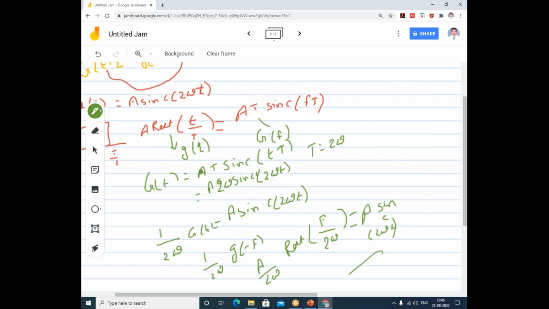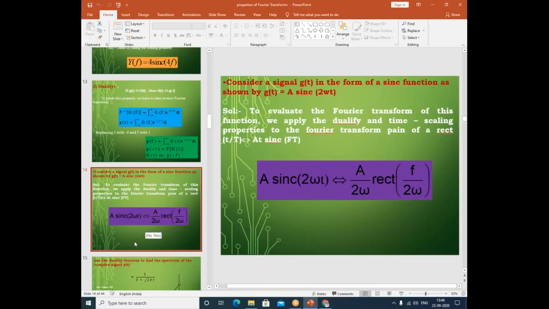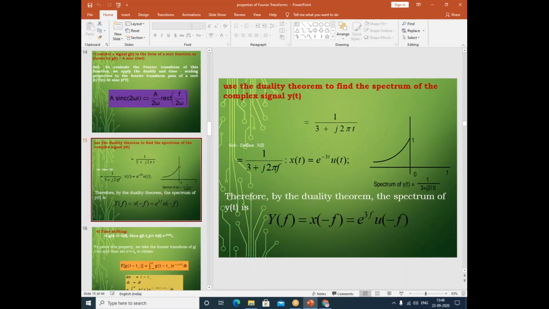Observe carefully. We replace time with frequency, and frequency with time. Capital G of f becomes capital G of t. Understand this carefully. That is what the duality principle is. Right? I am going to take one more example for your understanding. Now observe this problem. Now please note down this problem.